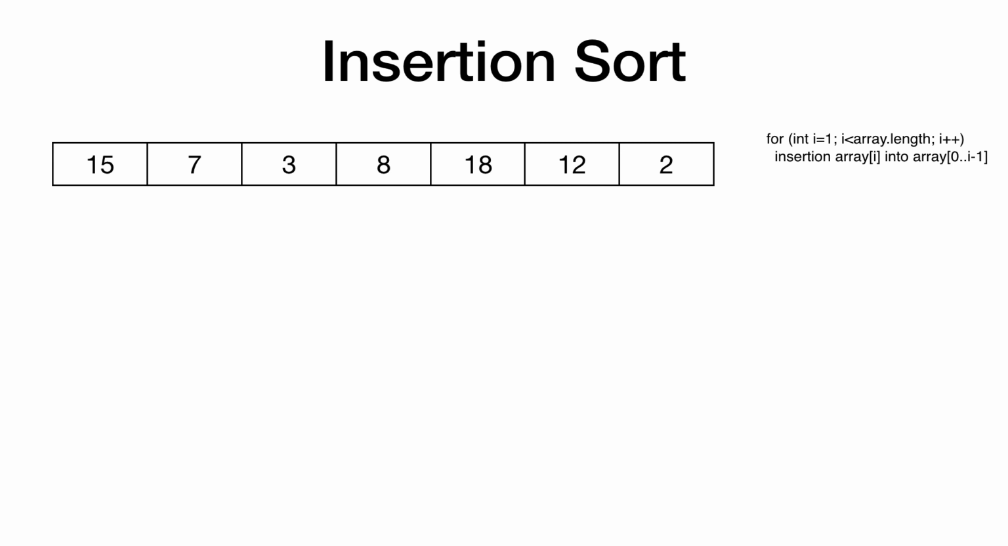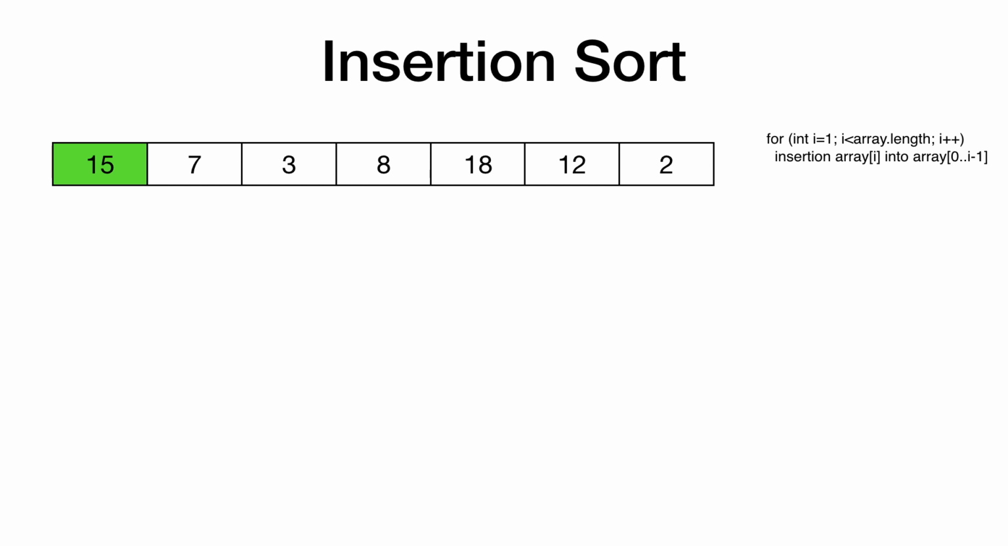And what our algorithm says is, for every element in the array, going from 1 to the length, we're going to insert array[i] into array[0 to i minus 1]. One of the questions is, why does it start at 1 and not 0? Well, that goes back to our base case. An array of one item is already sorted, right? So 15, if it's in an array of its own, is already sorted.